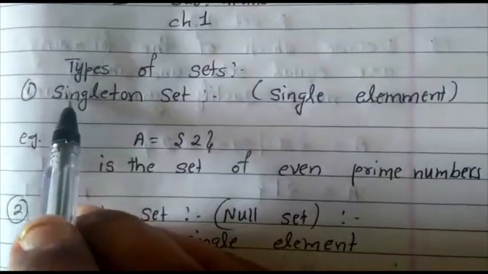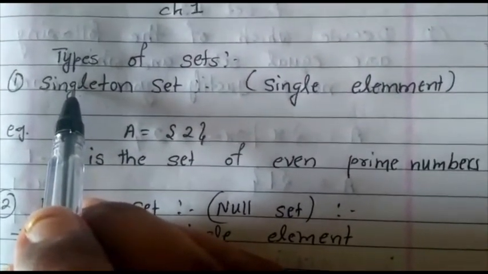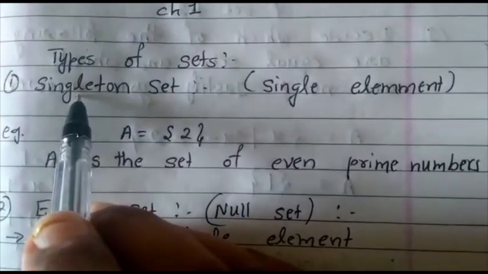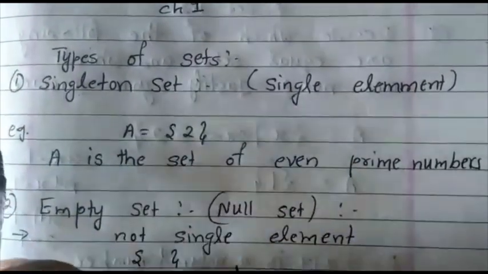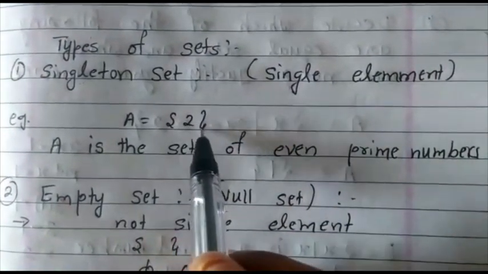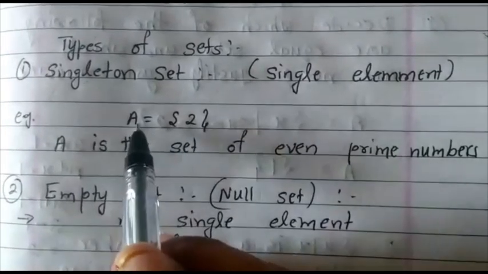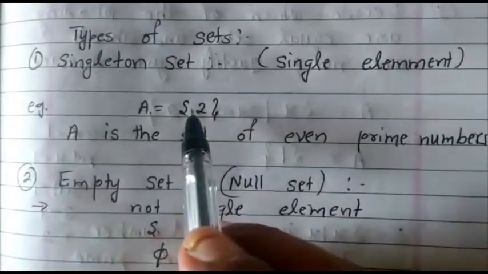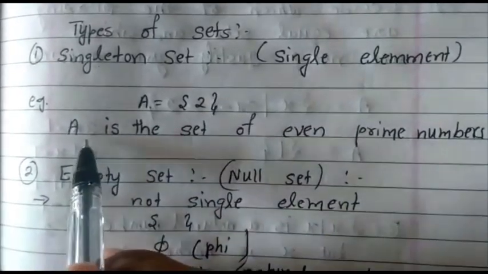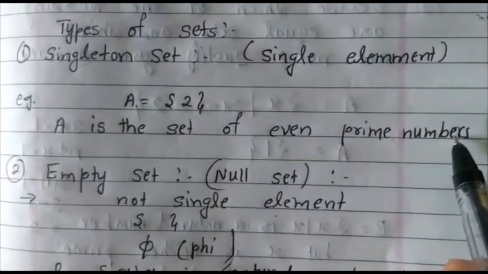Now see here, what is given? Single. Single means what? One. If the set has one element, that is known as a singleton set. For example, A is equal to {2}. So how many elements are in the set? Only one. That's why set A is known as the singleton set. How to read it: A is the set of even prime numbers.